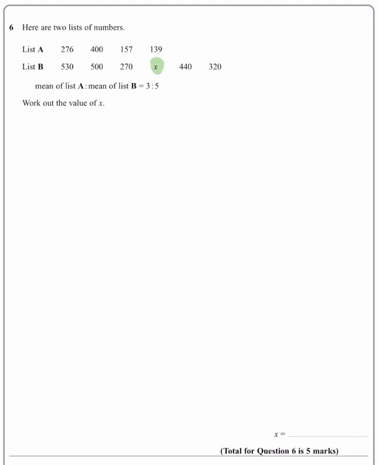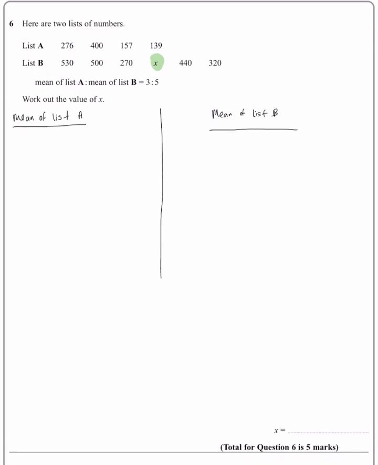Okay, so obviously to work out the mean, you're going to add all the numbers and divide them by how many there are. So we're going to write mean of list A, and then we're going to write mean of list B. To work out the mean of list A, that's literally going to be 276 plus 400 plus 157 plus 139 divided by 4, because there's 4 numbers in total. And that equals 243.